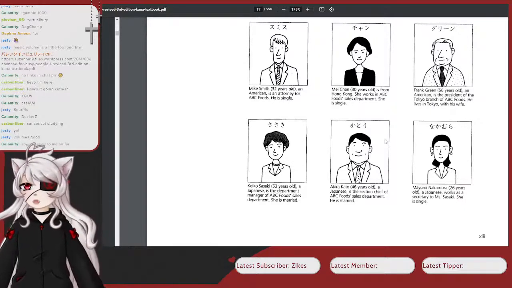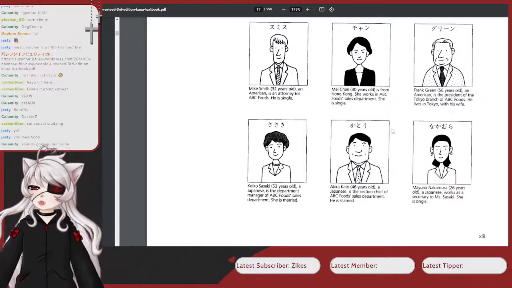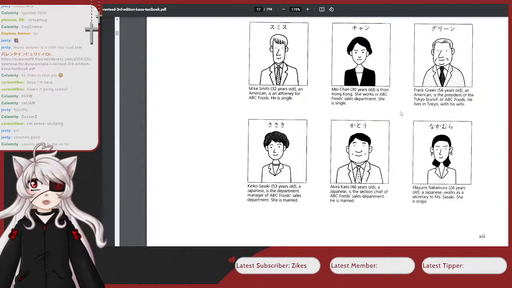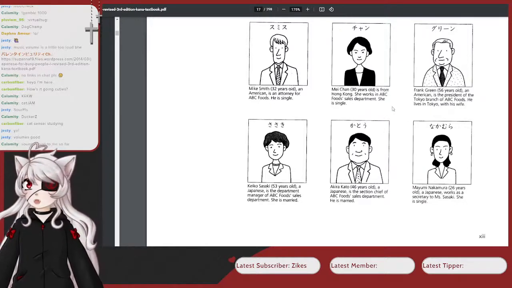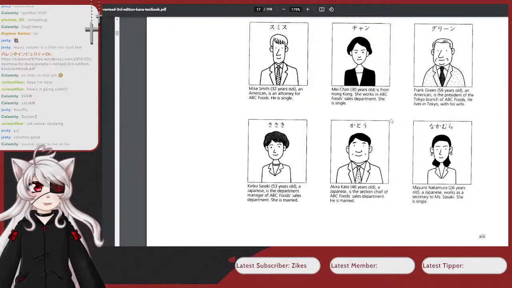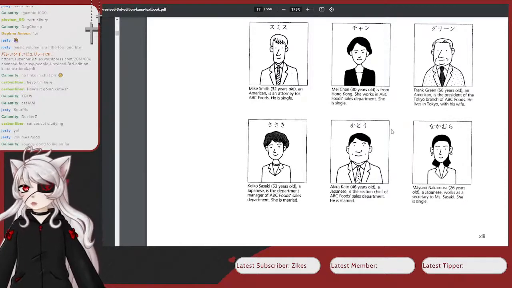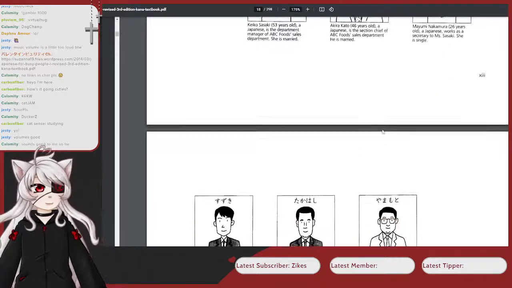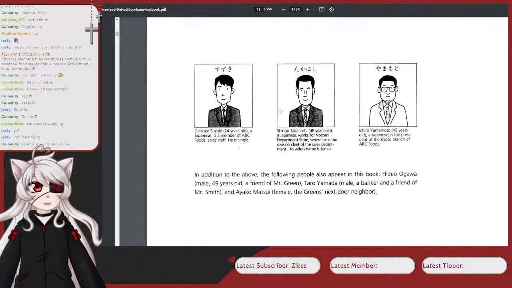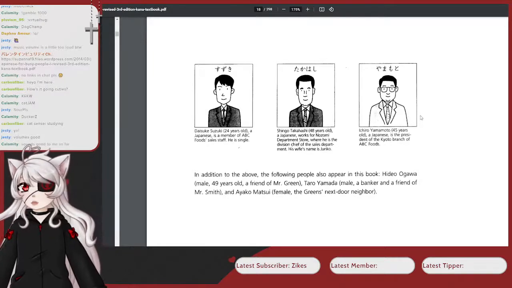I believe it doesn't go on to kanji until the 2nd book, which I don't own. And depending on how this goes, we'll see whether I get it. I have no idea how this is going to go, whether this is an effective studying strategy. Oh yeah, Suzuki, Takahashi, and Yamamoto.